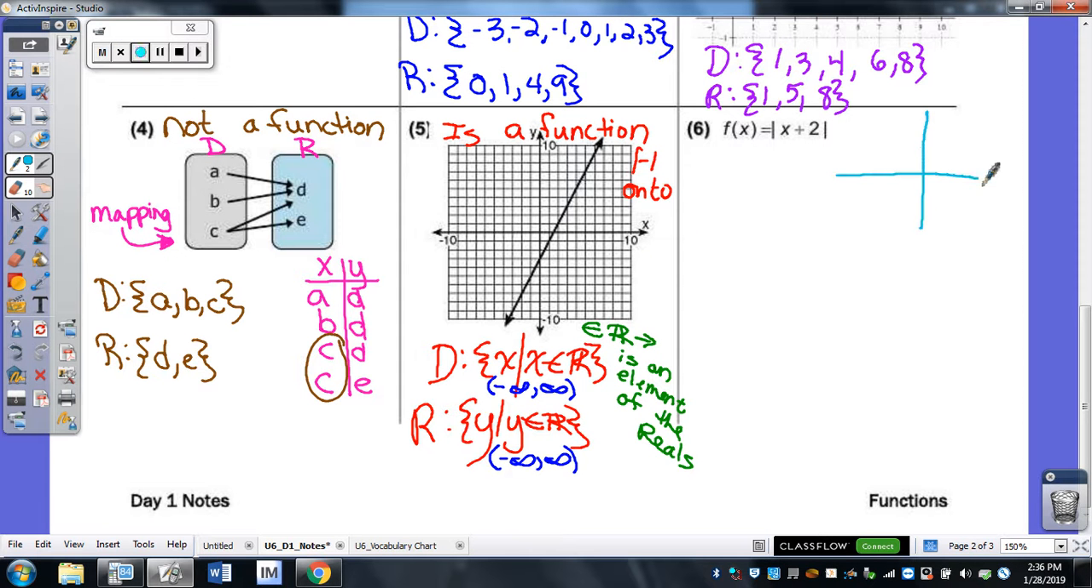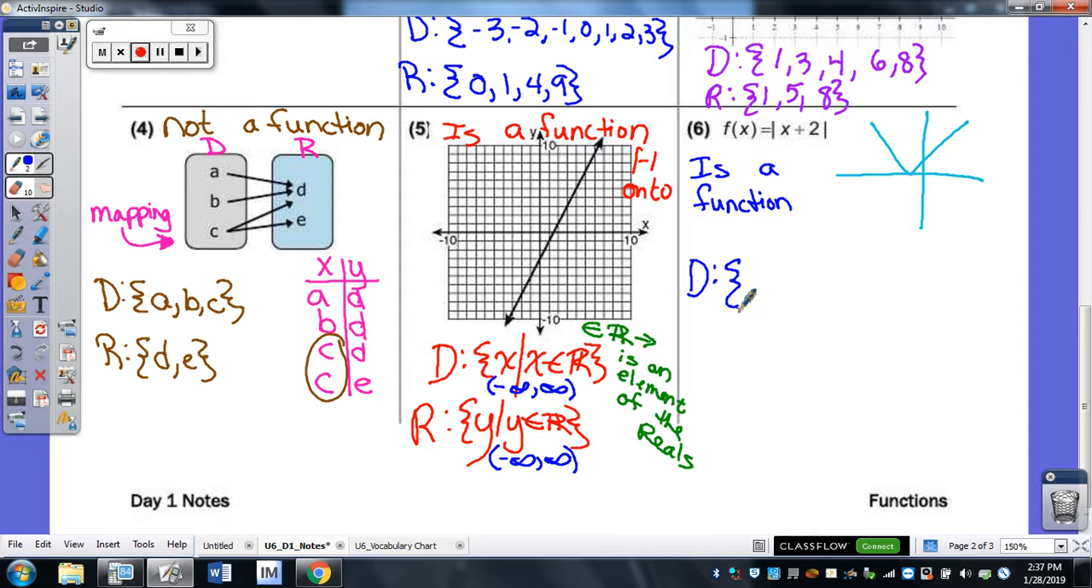So I'm going to draw a little picture quickly. So is this a function? Yes, it is a function. Is it one-to-one? No, because it would fail that horizontal line test. Is it onto? Nope, because it wouldn't use these negatives down here ever. So it's just a function.